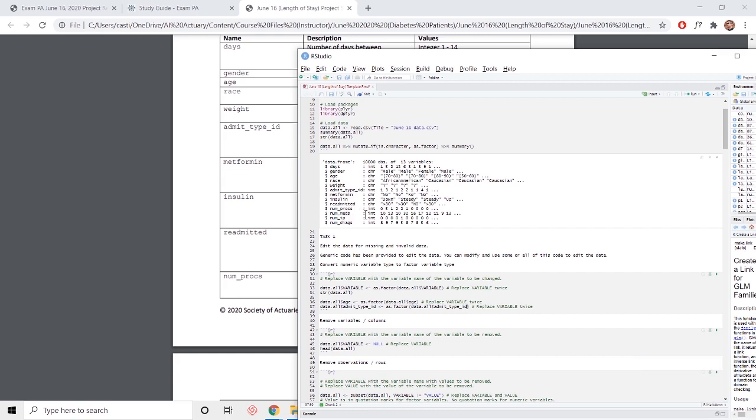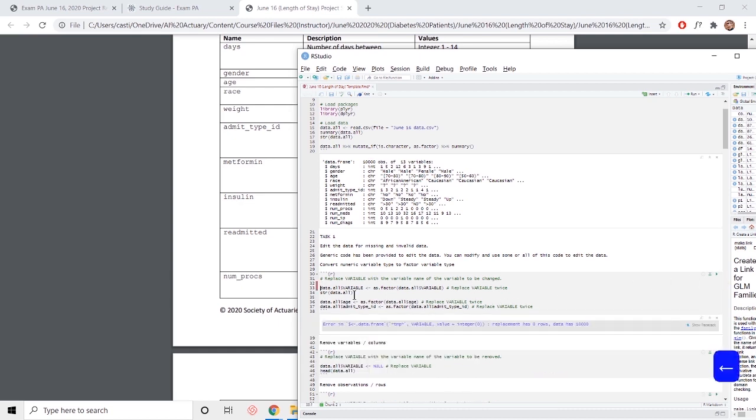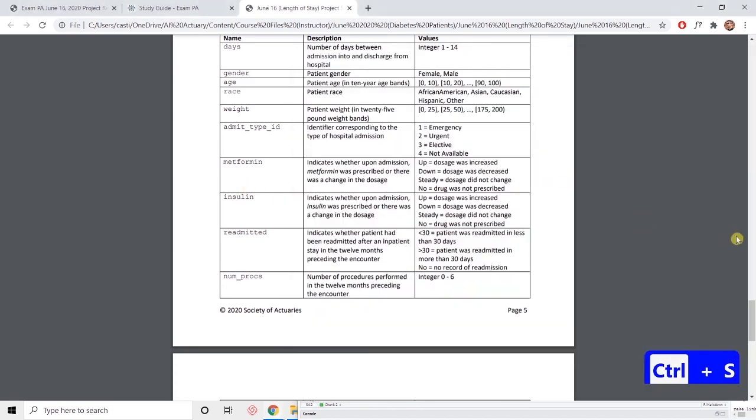Number of meds, that should be also. Number of inpatient, number of diags. These are fine because these are all numbers, so they can stay as integers. So I'll just convert age and admit type to factor. I'll have to comment this template out. I want the R Markdown file to be able to run from start to finish. Okay, what's the next part?